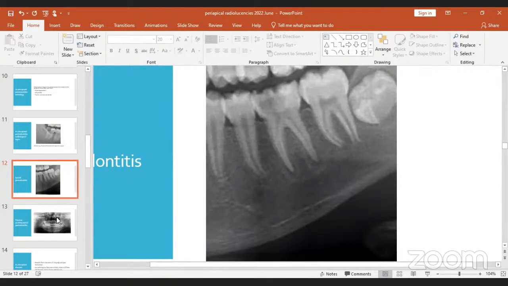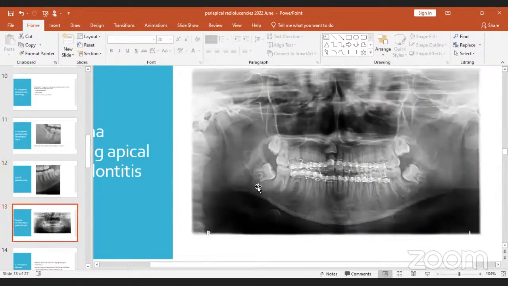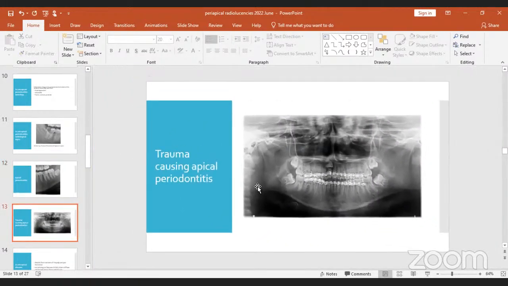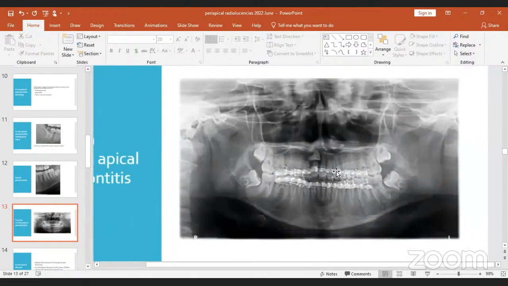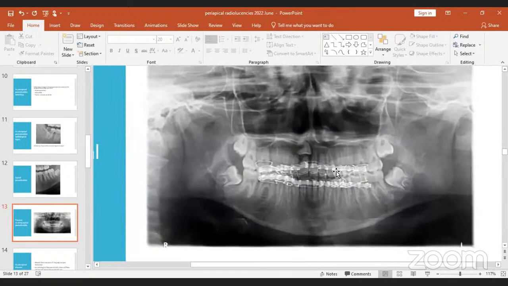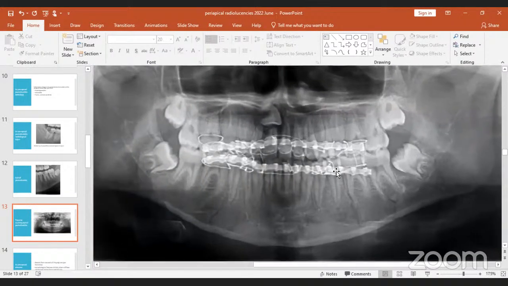Let's see, what else do we have? Okay, then from there, we have another example here. This is a patient who experienced trauma. This is a young patient. The third molars are still developing.